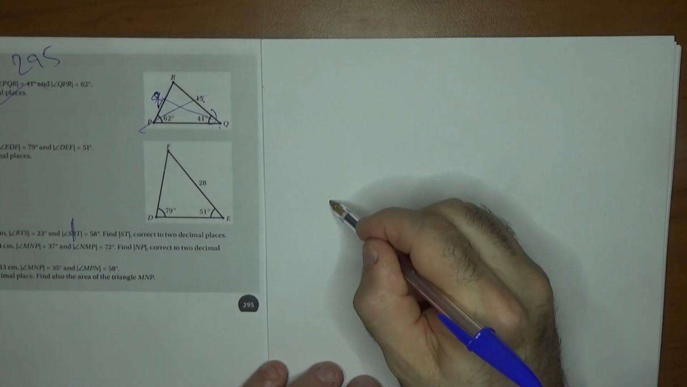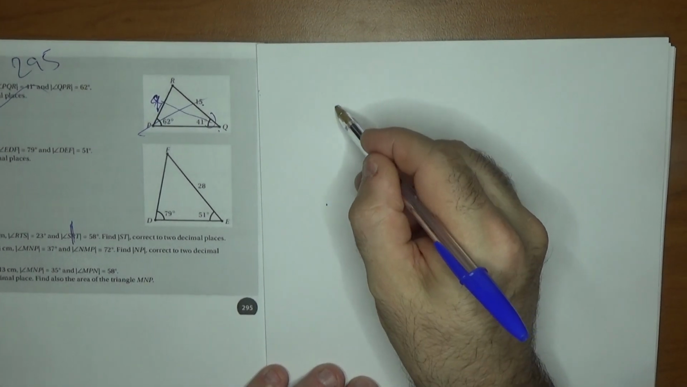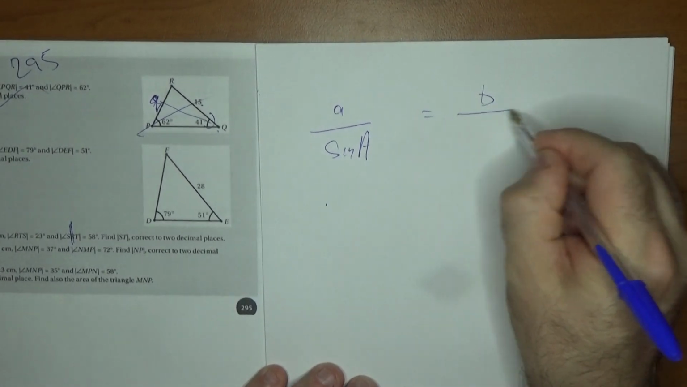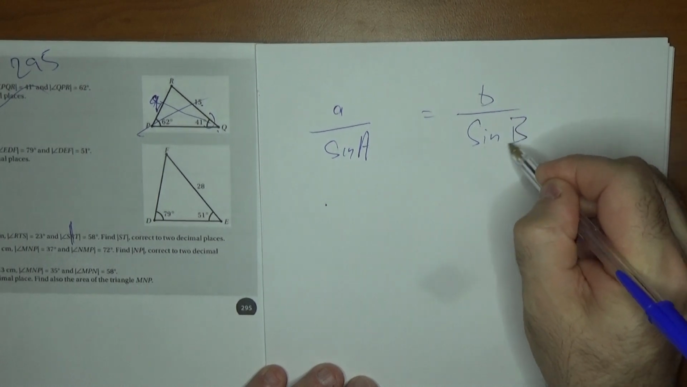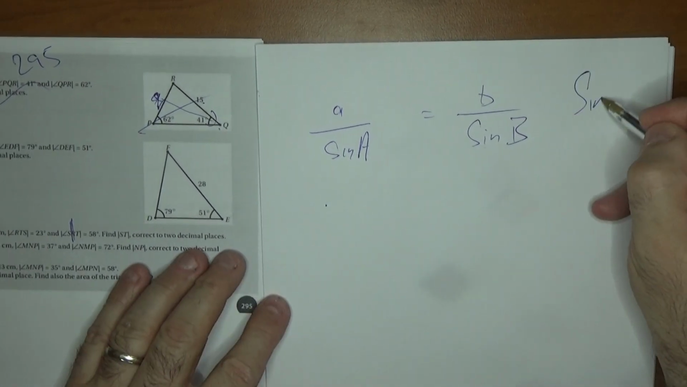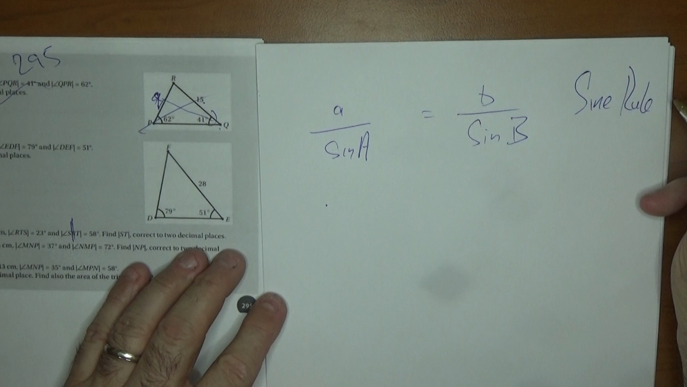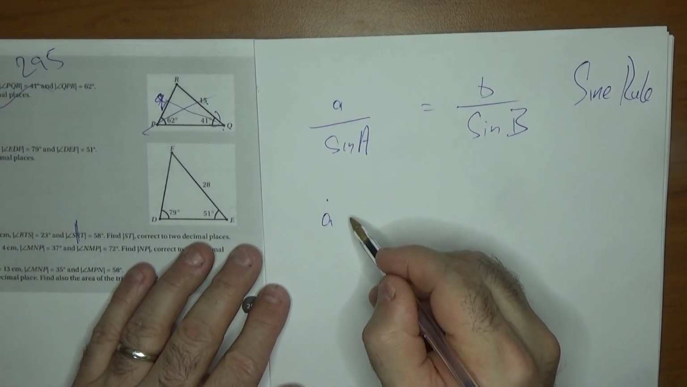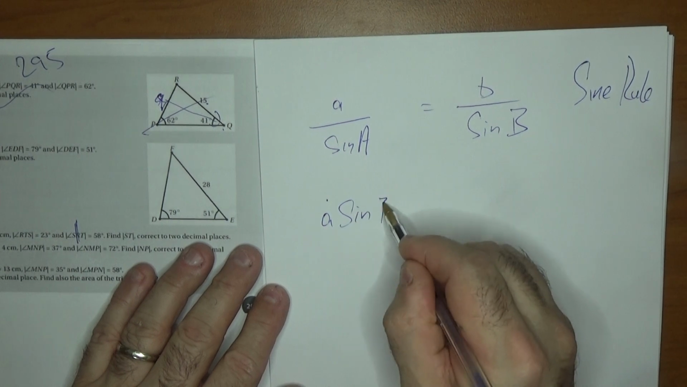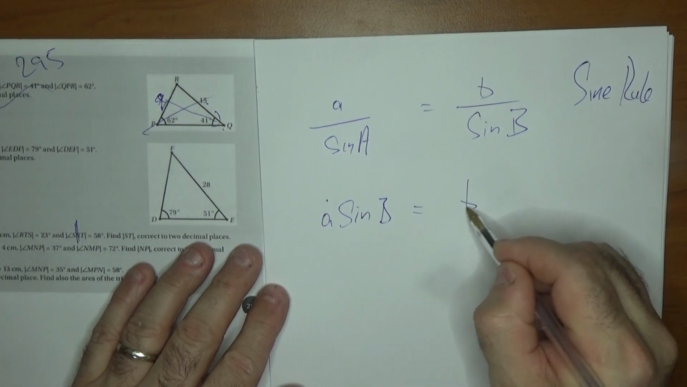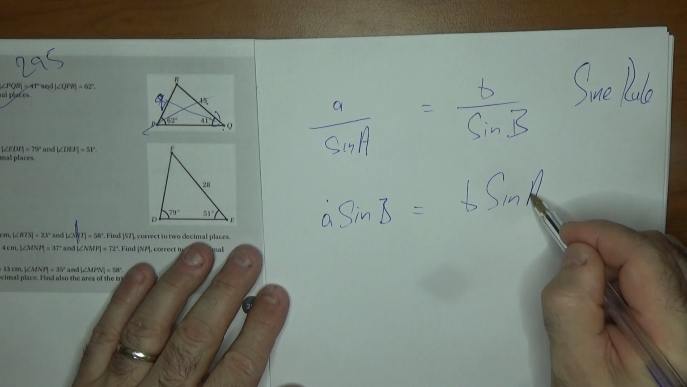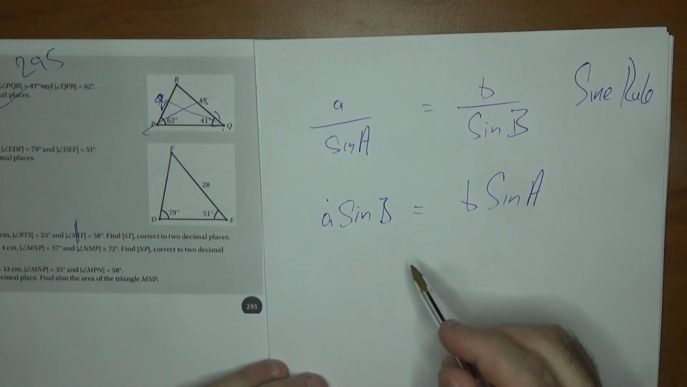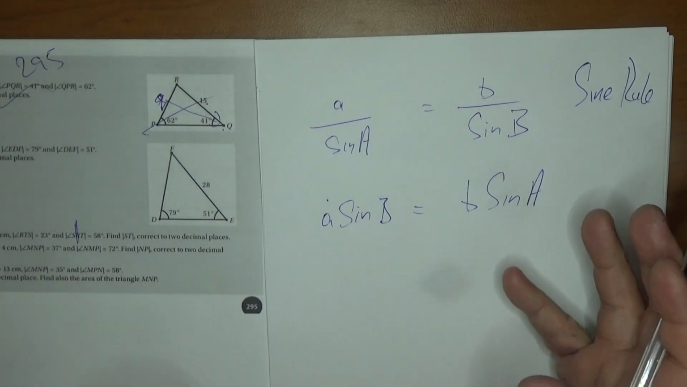Okay guys, I just want to give you a further insight. When we say that A over sine of A is equal to B over the sine of B, that's the sine rule, right? But I want to focus on this thing called inverse proportionality. A times the sine of B equals B times the sine of A. Now, inverse proportionality is something you might remember.